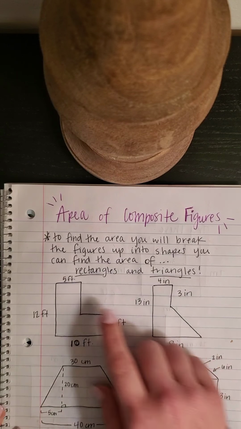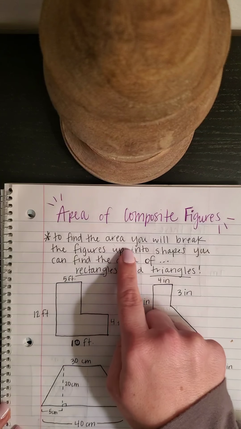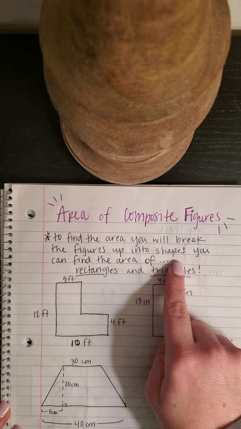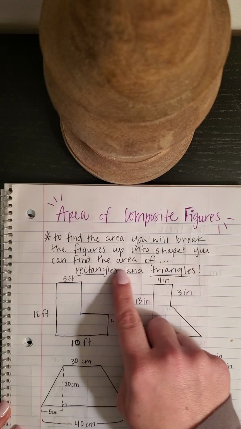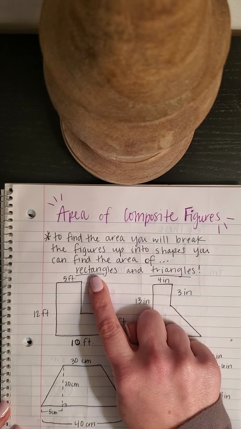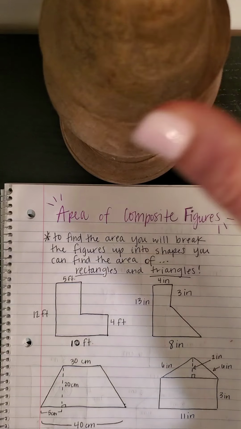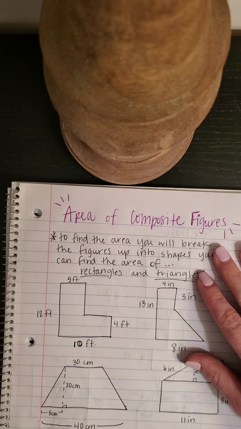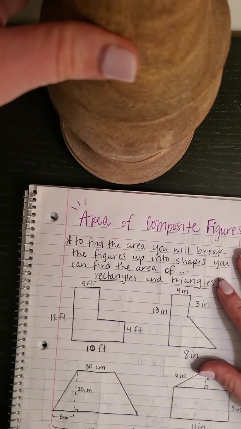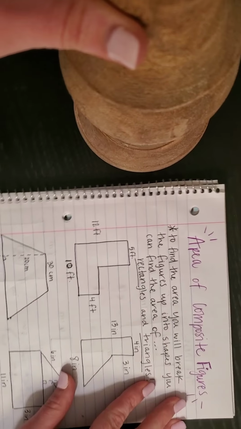Okay, so I put that at the top just as a reminder. To find the area, you will break the figures up into smaller shapes that we know we can find the area of. So for instance, rectangles and triangles are going to be our main goal. So I'm going to zoom in on the camera so you can see the problems a little bit better as we work on them together.